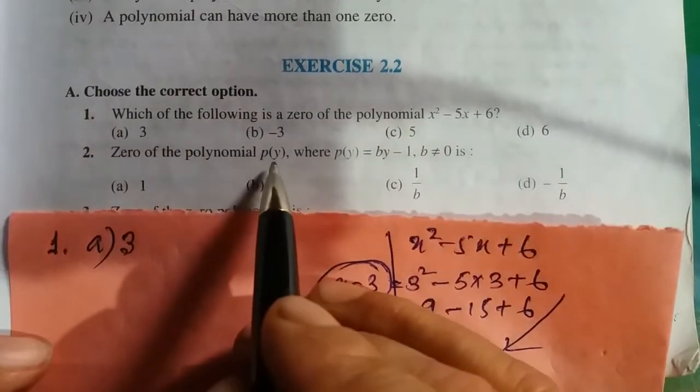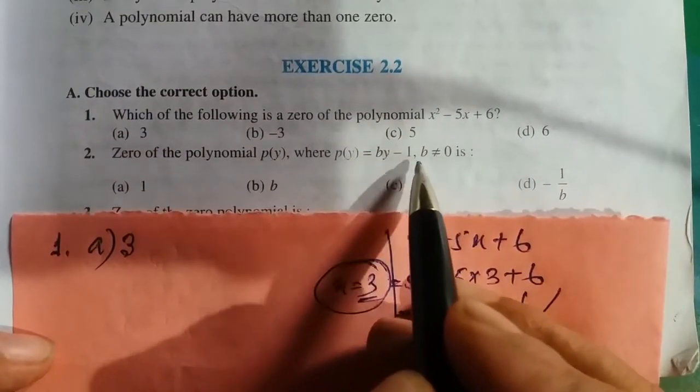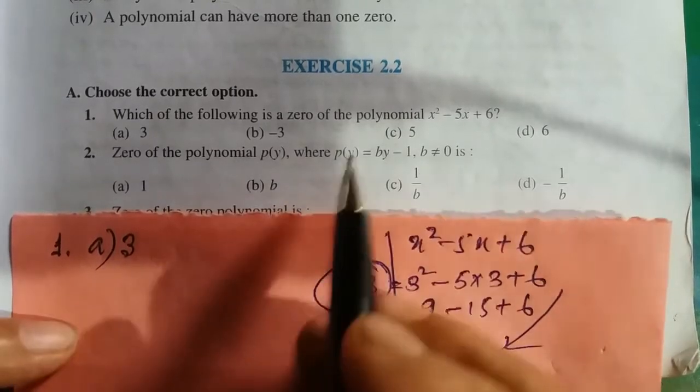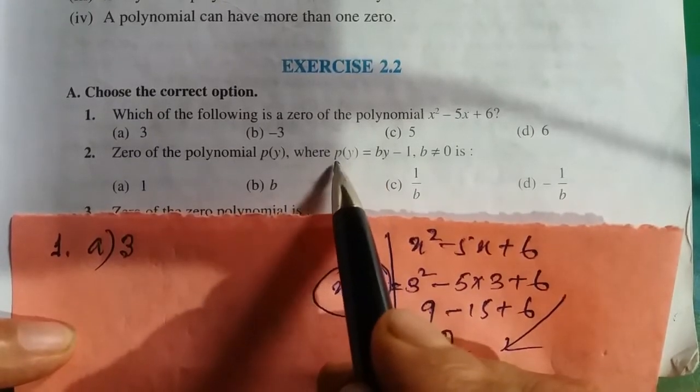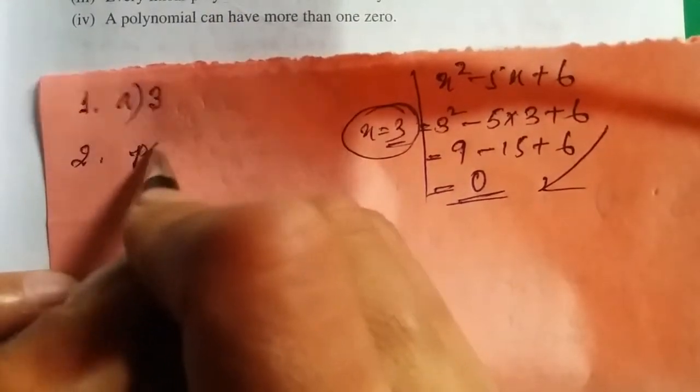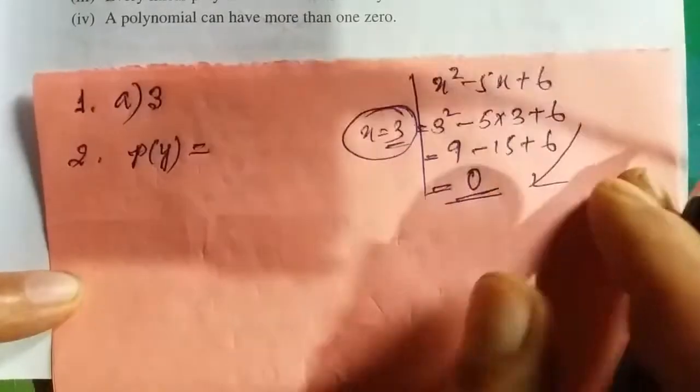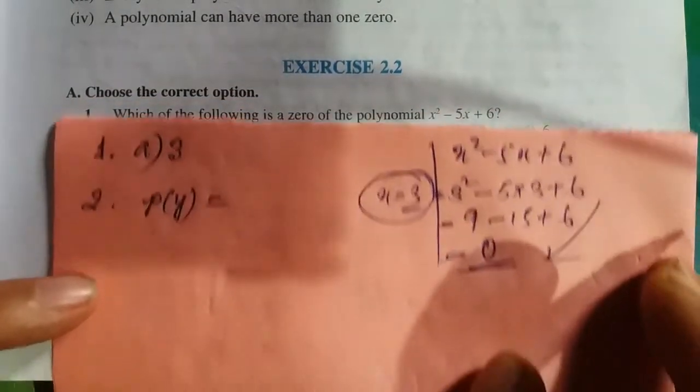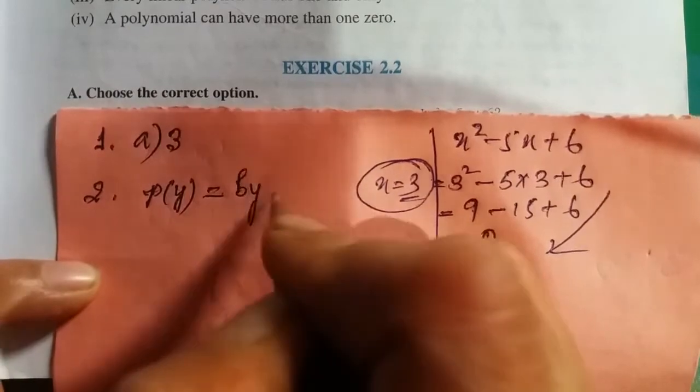Zeros of the polynomial p(y), where p(y) is equal to by minus 1, b not equal to 0 is... Now we have a polynomial here, p(y) is equal to by minus 1. So this is our polynomial here, question number 2. p(y) is equal to by minus 1.